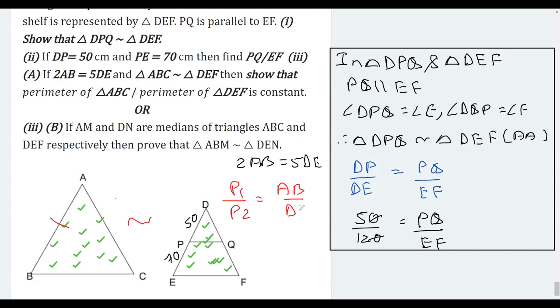DE. Now check here. This is P1 over P2. From here, if I transpose DE to this side, I can rewrite this by cross multiplication. This is AB, transposing DE to the left. This is DE. I should show you properly. This is AB over DE is equal to 5 over 2. So I can replace this with 5 over 2.